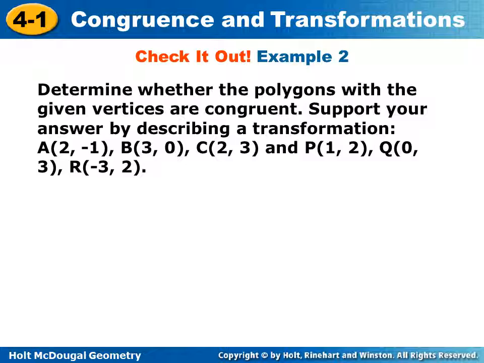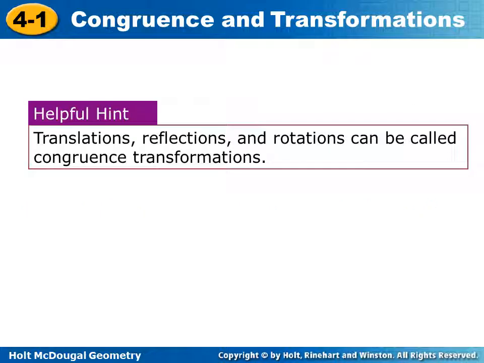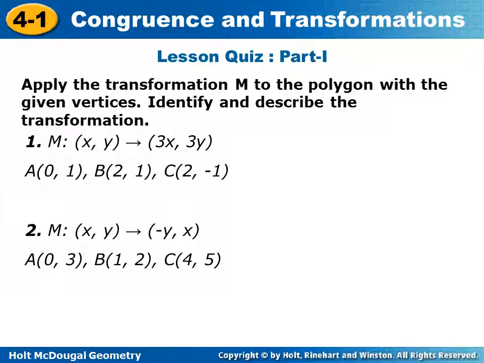Again, we want to determine whether the polygons with the given vertices are congruent and support our answer by describing the transformation. So we're going from (2, negative 1), (3, 0), (2, 3), to (1, 2), (0, 3), (negative 3, 2). Here, the triangles are congruent because ABC can be mapped by a rotation. They are flipping x and y and making y negative. Translations, reflections, and rotations can be called congruence transformations.